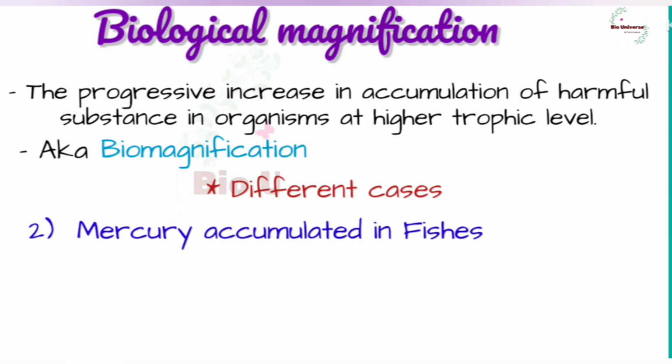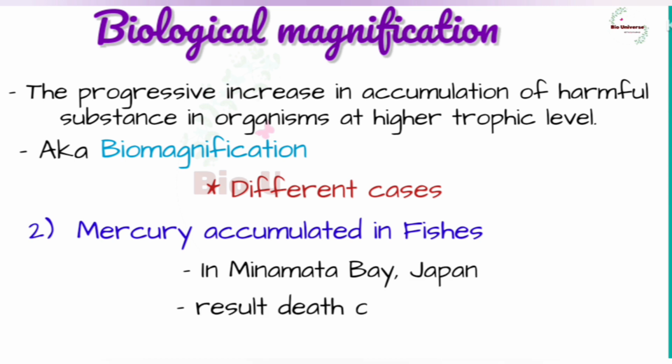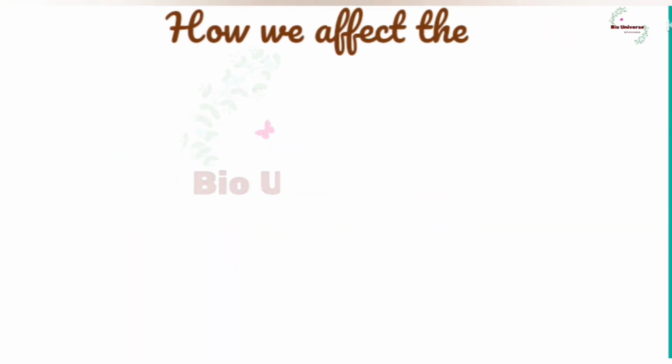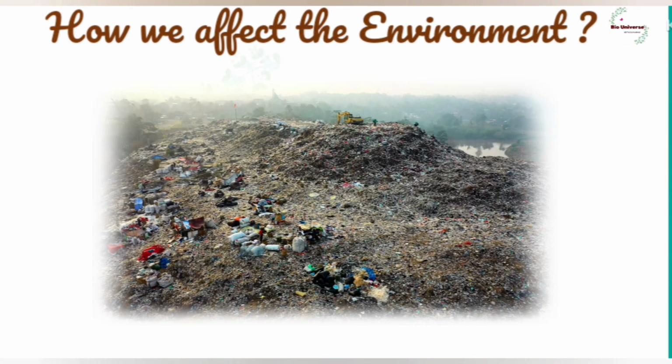In Japan, a mercury compound from a factory was dumped in the waters of Minamata Bay. The mercury found its way to humans who ate fish in which mercury had accumulated. More than 1,000 people died as a result. Human activities can have a harmful effect on the environment.